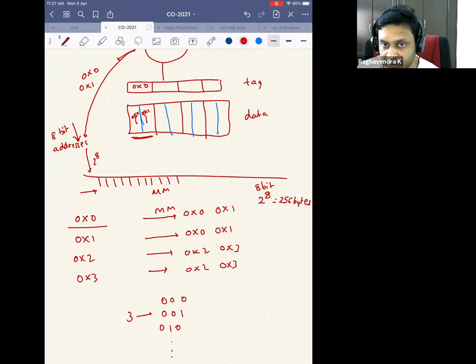Can you answer if you have understood this? Forget about the cache. If the CPU has generated 8 bits as an address, then it can access 2 power 8 or 256 bytes. If you are saying yes here, please answer, or I'd be very scared that you have not understood this. Okay, so I am assuming you have understood.